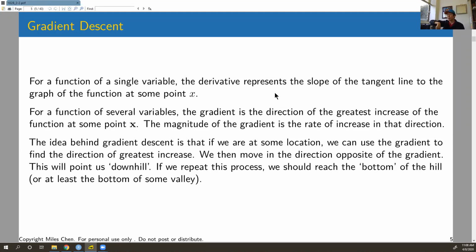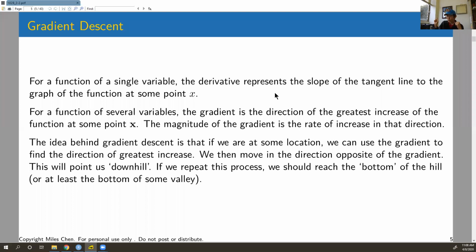I'm going to head in the opposite direction. That will be downhill, okay? So, imagine walking in some kind of valley, and you want to say, well, how do I get downhill? But you're only able to look in a small radius around you. You have very limited vision.